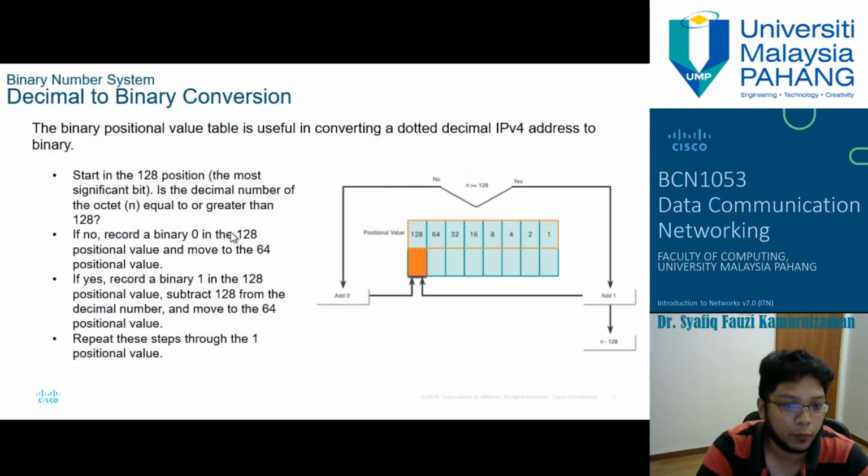Okay, so when you want to convert from decimal to binary, you need the binary positional value table. It is useful in converting a dotted decimal IPv4 address to binary. Like what I did before, if you look at 128, if the value is more than 128, you subtract 128 and put 1 here. Then you take the remainder with 64 next. If the value is bigger than 64, subtract 64 and put 1 here. Then continue until you get 0.